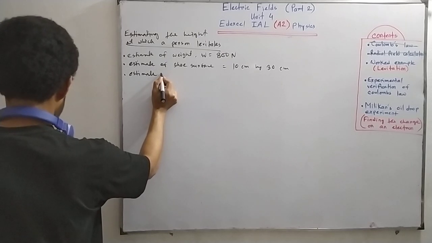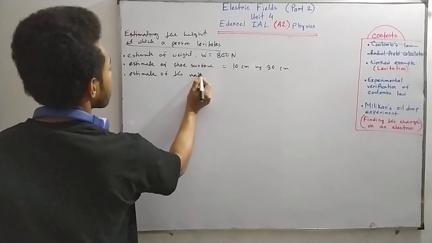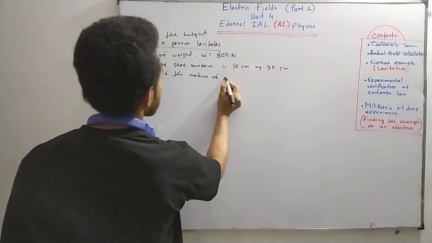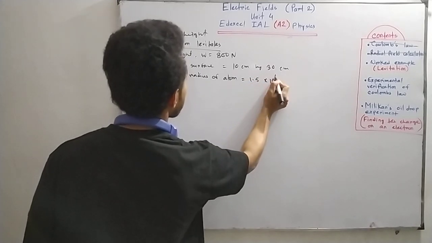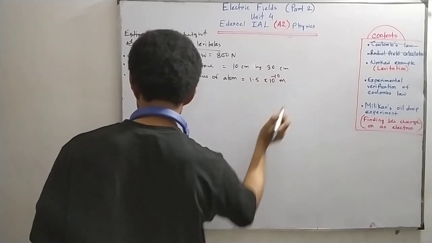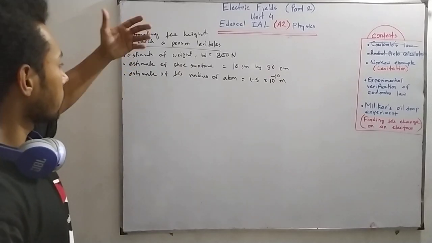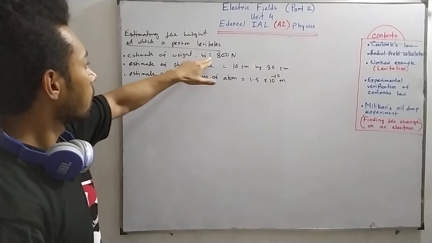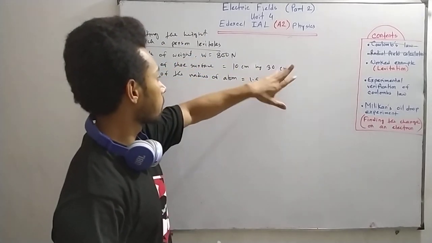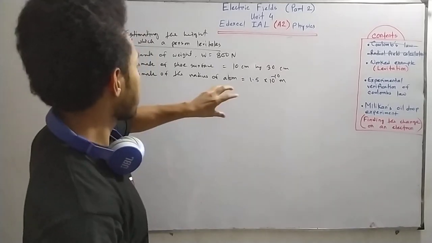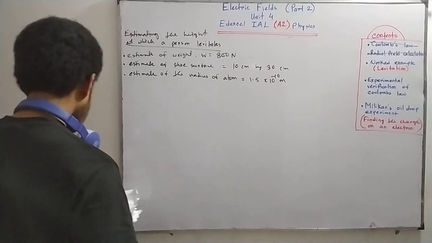estimate of the radius of atom is 1.5 into 10 to the power minus 10 meter. Okay, these are the estimations. We are estimating the weight of a person about 800 Newton, the shoe surface is 10 centimeter by 30 centimeter, and the radius of each atom is about 1.5 into 10 to the minus 10 meter.